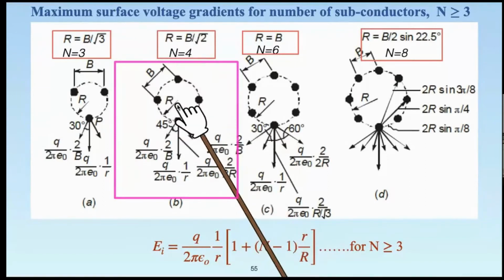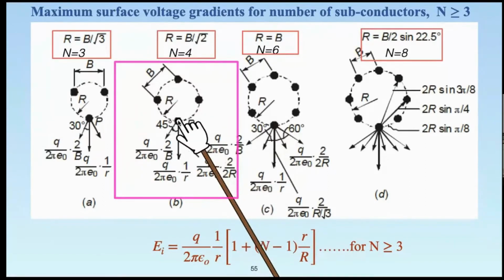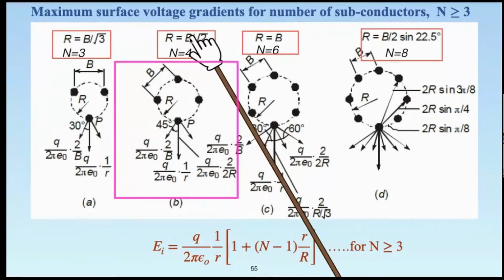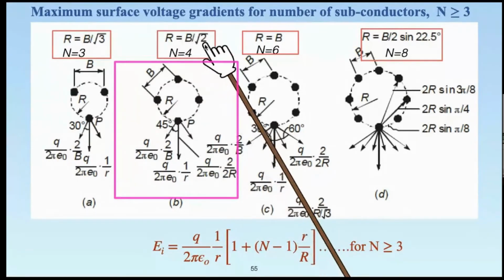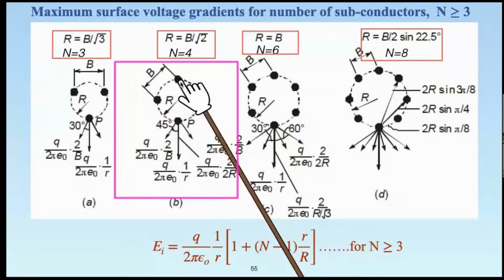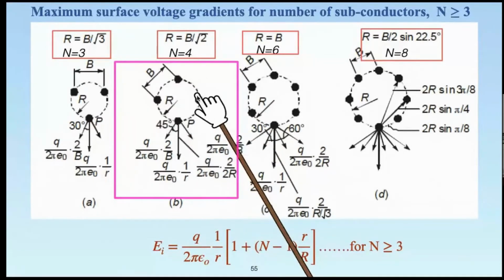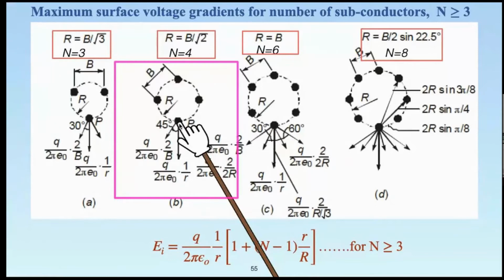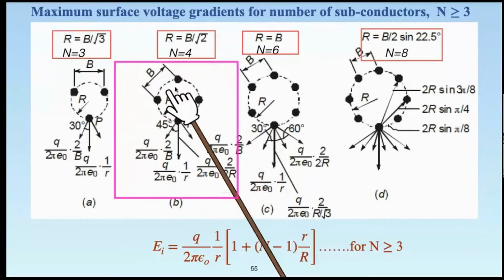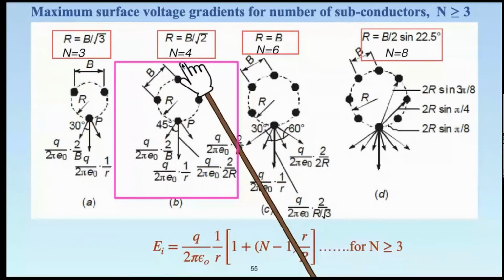So we can express distance from the center of the square up to the corner in terms of its side as R is equal to B by root 2. This is due to the geometry of square distribution of location of the subconductors. And naturally, since there are four subconductors, N will be equal to 4.